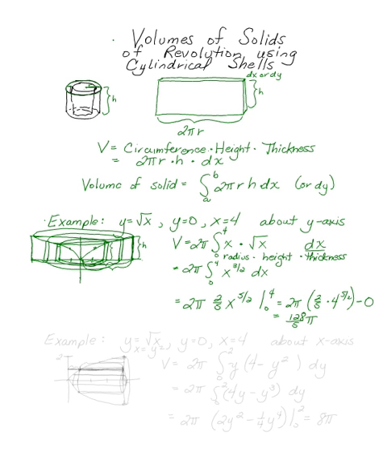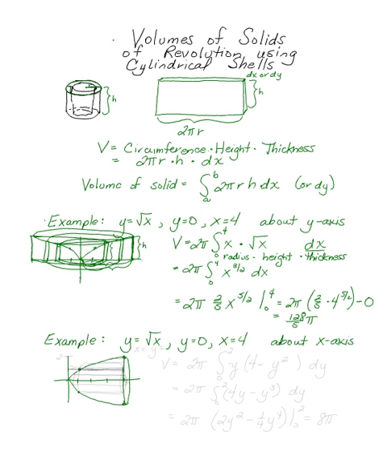Now let's look at the same picture, same original region, but let's instead spin it about the x-axis. Okay, so we're going to look at y equal to the square root of x, y equal to 0, which is the x-axis, x equal to 4, and we're going to rotate this about the x-axis. So our picture looks like this one.